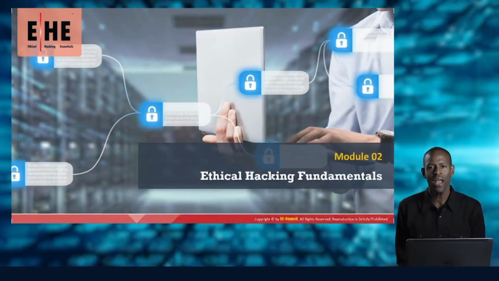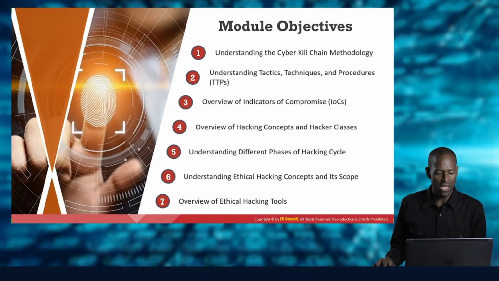Welcome to Ethical Hacking Essentials Module 2, where we're going to take a look at some ethical hacking fundamentals. In this module, we're going to take a look at 7 different items. Number 1, the kill chain. Number 2, TTPs, which are tactics, techniques, and procedures. Number 3, the concept of IoCs, which are indicators of compromise. We're going to look also at hacking concepts and hacker classes.